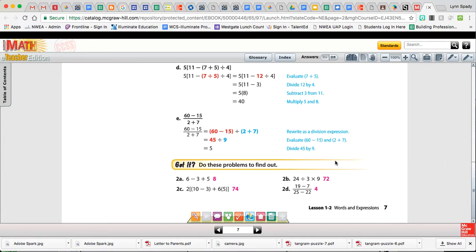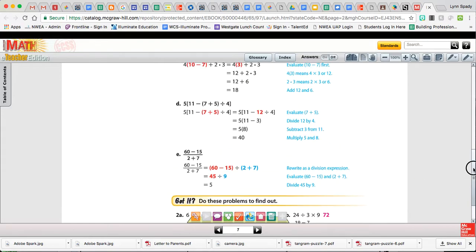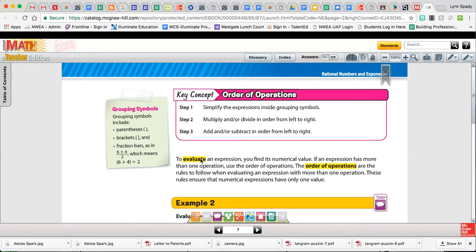2A, 2B, 2C, and 2D. Please just don't skip ahead and do the problems. Make sure you read through the examples and look at the vocabulary here. Notice we have to evaluate an expression. We're going to find the simplest answer. So get that vocabulary word and definition written down.